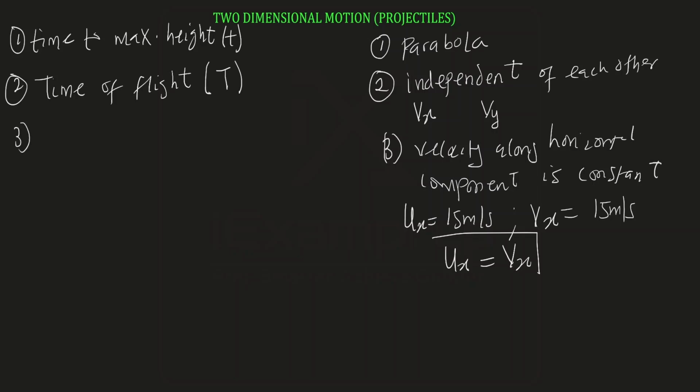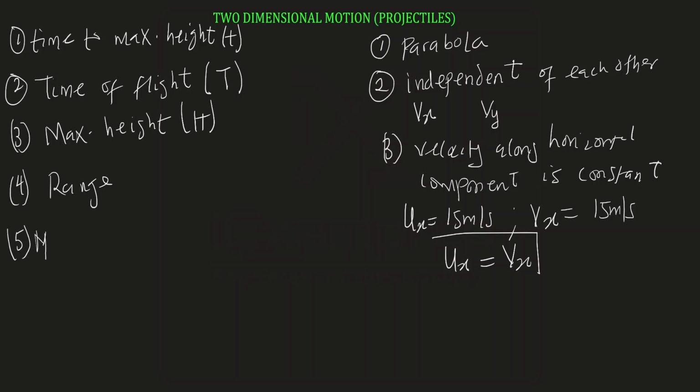You might be required to look for the maximum height attained, which I'm going to designate with h. You might be asked to look for the range, which we'll talk about later. Then the last one that you might be asked to look for is maximum range. Note that there's a difference between range and maximum range. Now, how do we explain each of these parameters?